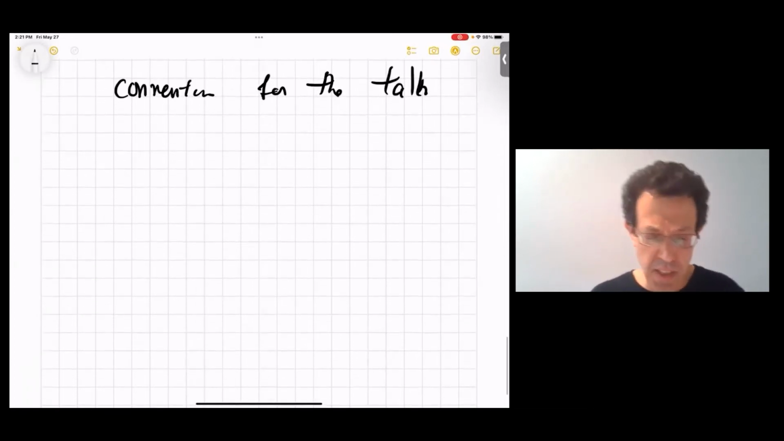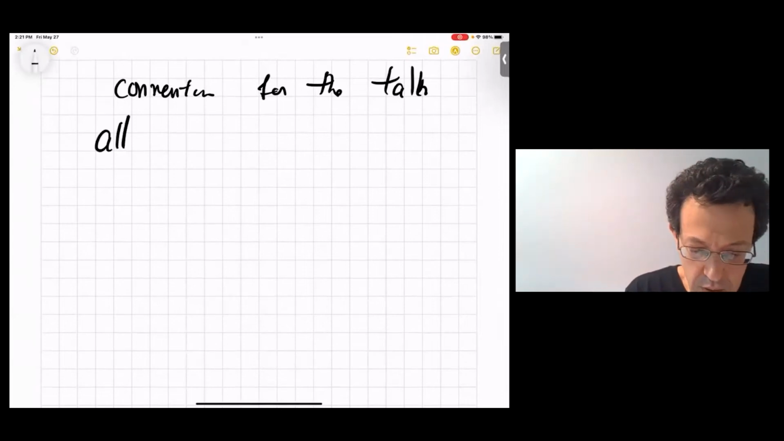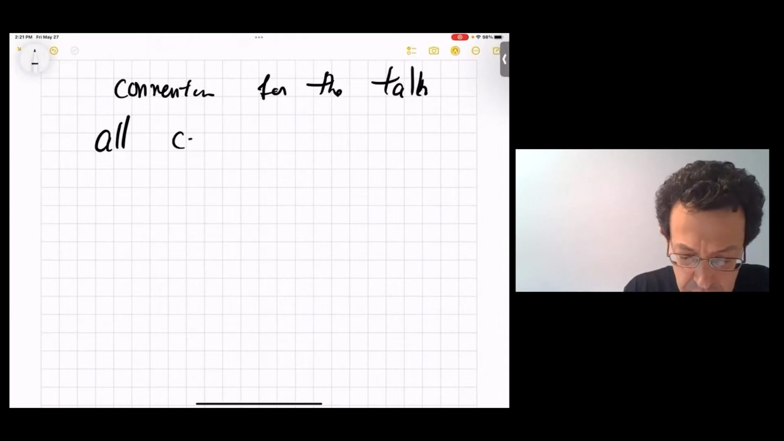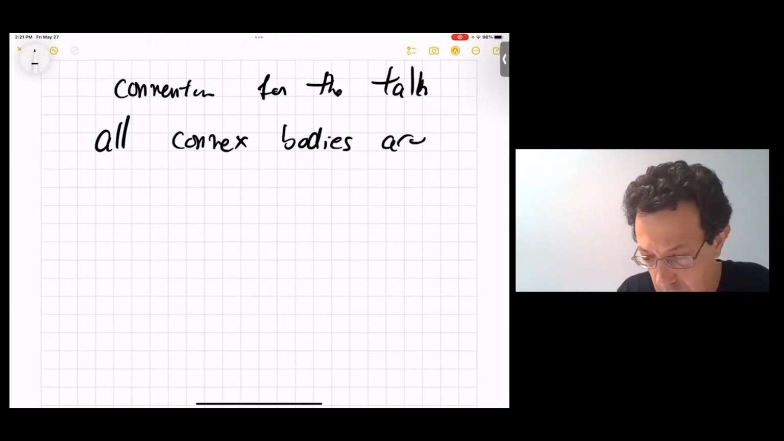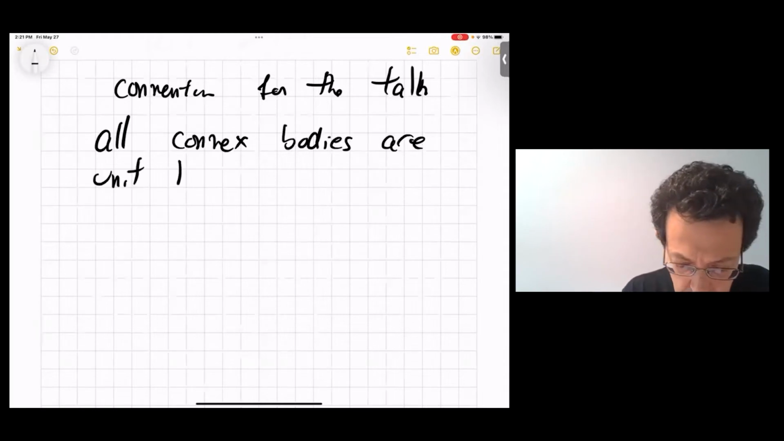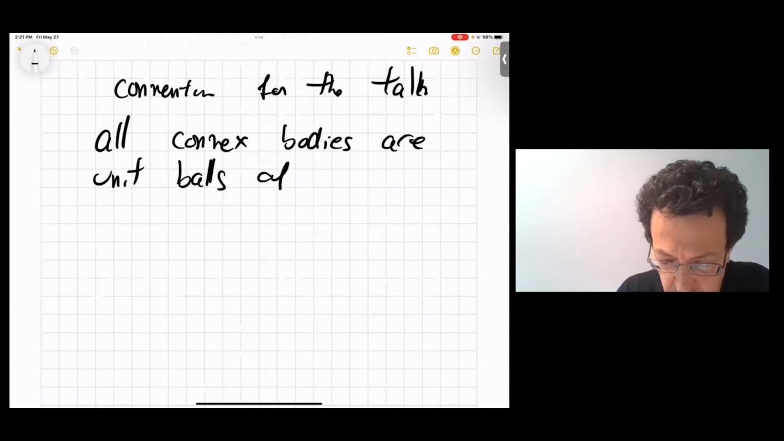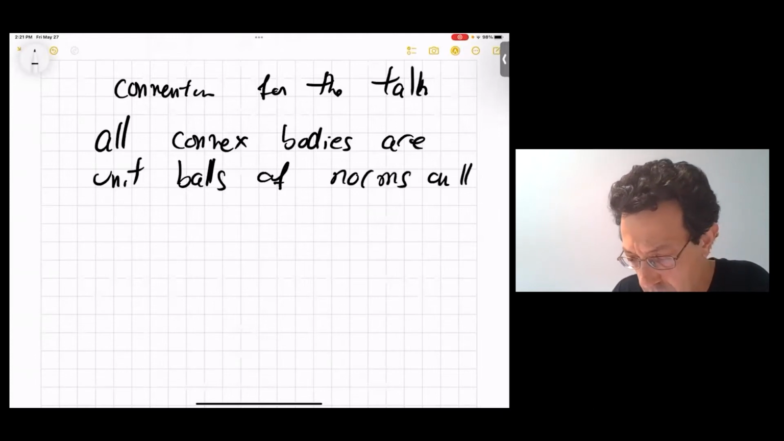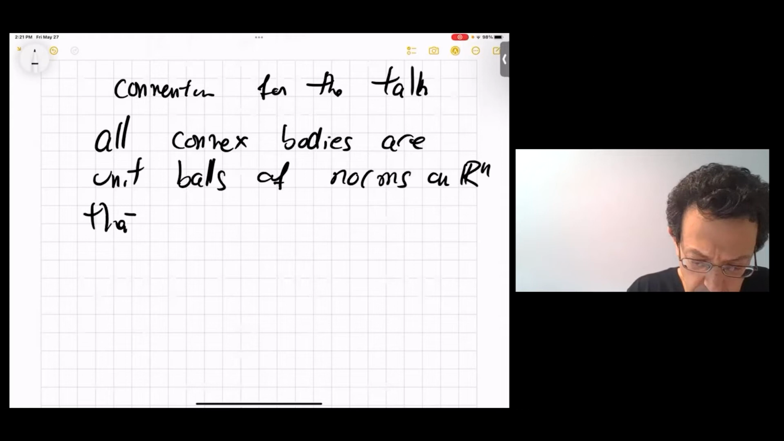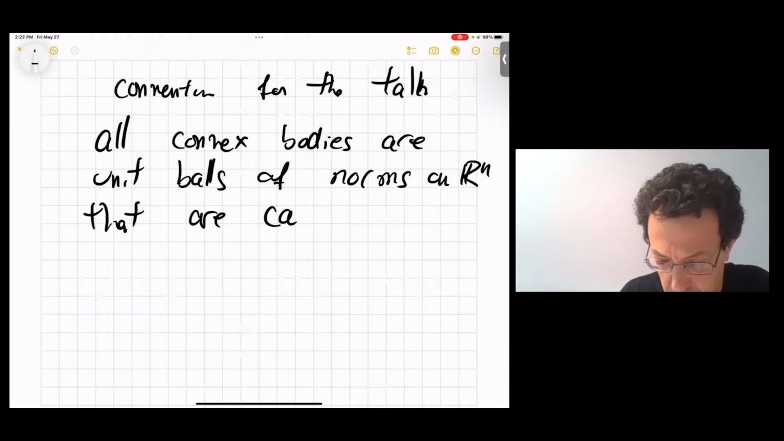So I want to make a convention for the talk. The convention is that all convex bodies are unit balls of norms under N that are canonically positioned.